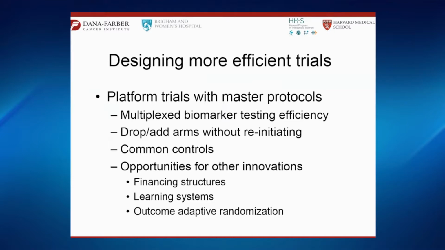And then finally, which I won't talk about too much, except for outcome adaptive randomization at the bottom, there's opportunities for other innovations here. And Don will talk more extensively about these: financing structures about how to keep these going, that's kind of a need and not just an opportunity, learning systems, and then outcome adaptive randomization.